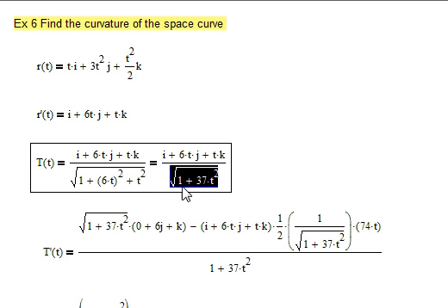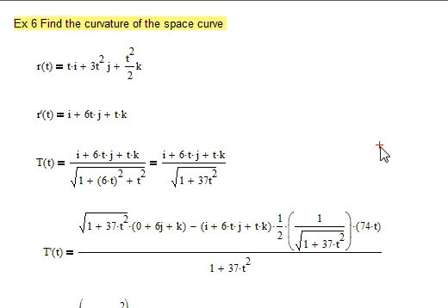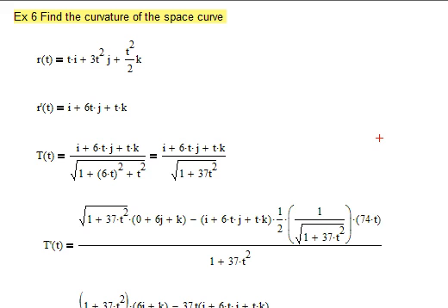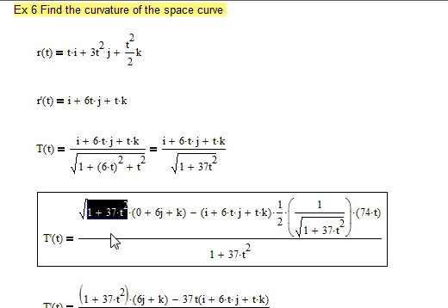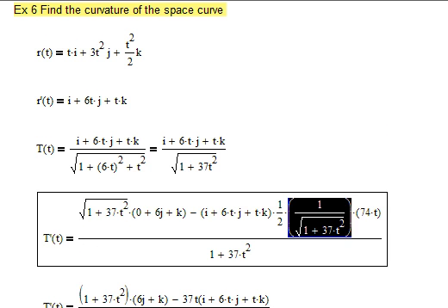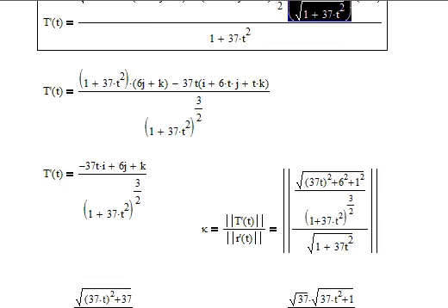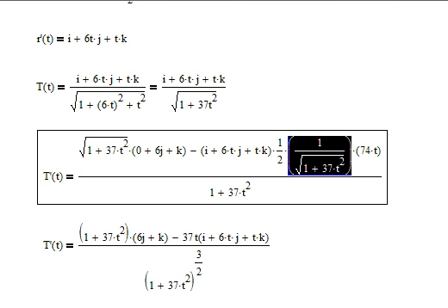Want me to say that again? Low d high minus high d low over the square of what's below. Okay, and that is our derivative. That's the derivative of the unit tangent vector. And let's see if there's some way we can simplify it.